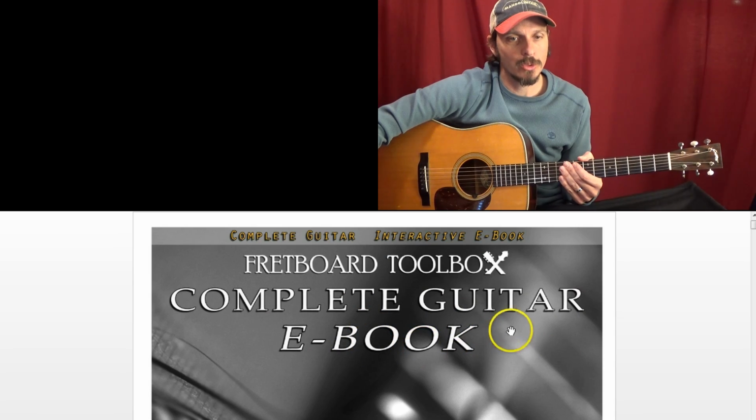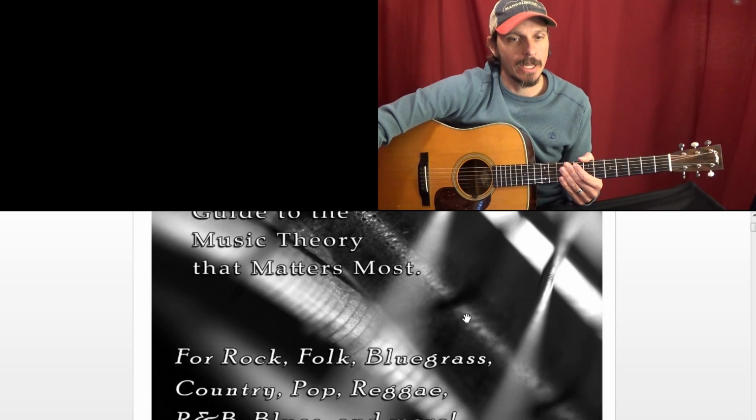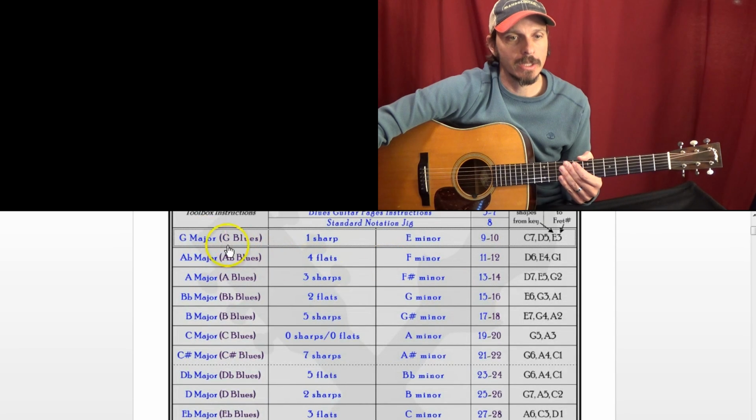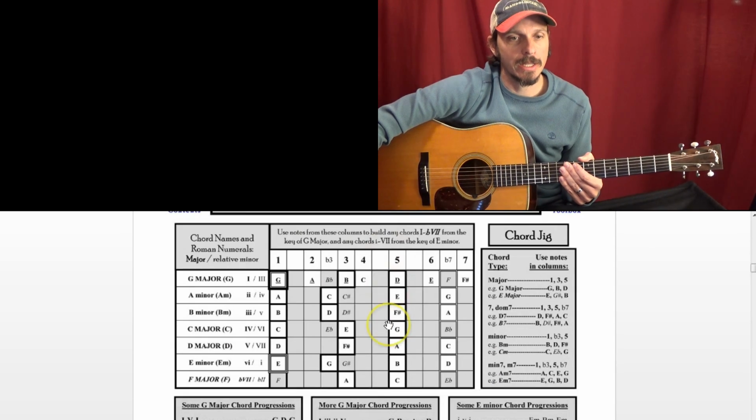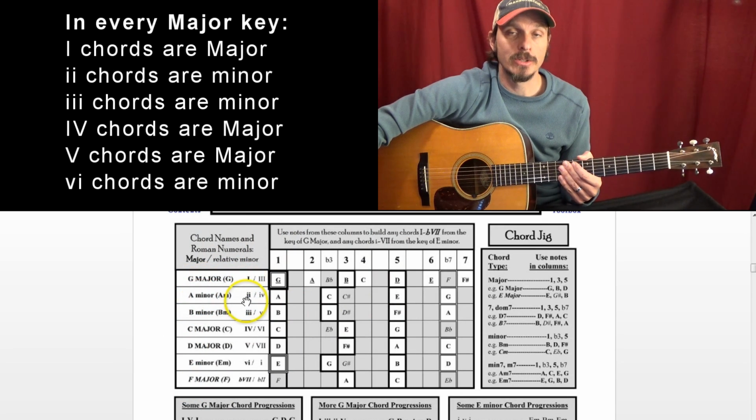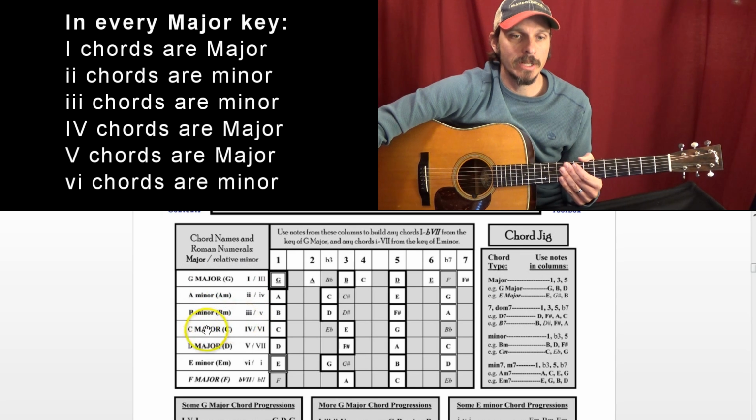Today we're using a Fretboard Toolbox Complete Guitar interactive ebook, and we're going to look at the key of G major. These are the 6 main chords we're going to be playing today. G major is called the 1 chord, A minor is the 2, B minor is the 3, C major is the 4, D major is the 5, E minor is the 6.